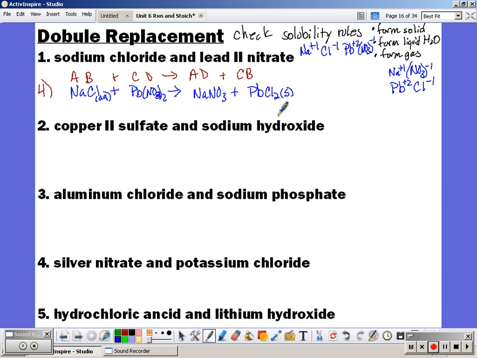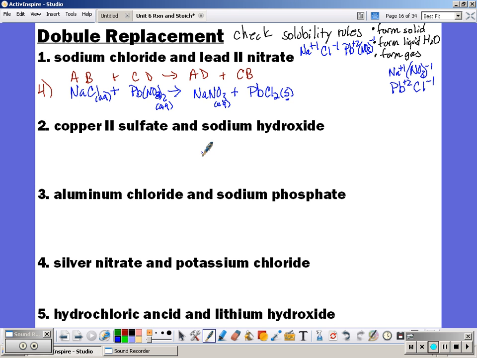The D part of the problem was nitrate. All nitrates are soluble, and the word except is not there in that rule. So all nitrates are going to be aqueous regardless of who they're with. Because I formed a solid, I know the reaction has taken place. So now I can balance.